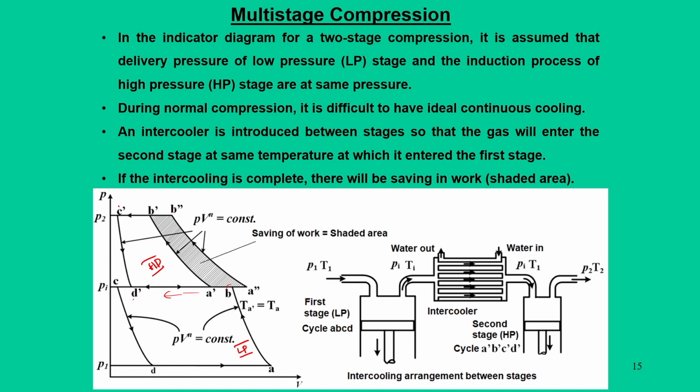So, for that the other possible alternative is that we add an intercooler. So, we have an LP first stage, that is the low pressure stage, for which the cycle is A, B, C, D, and the second one is the high pressure side, the HP side. So, the cycle is A dash, B dash, C dash and D dash. Now, in between we add an intercooler. So, what does this intercooler do?